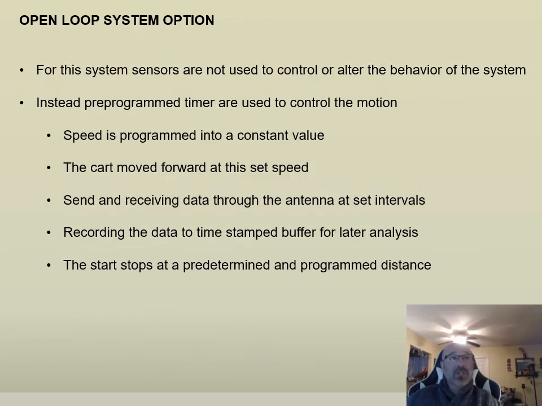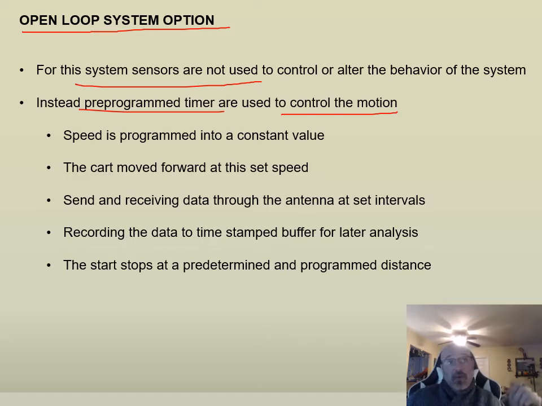So that was discussing our closed loop system option. Now what we're going to do is take a look at our open loop system option. For this, the system sensors are not going to be used to control or alter the behavior of our system. Instead, we're going to use a pre-programmed timer, and that's going to be used to control the motion of our antennas on our cart.